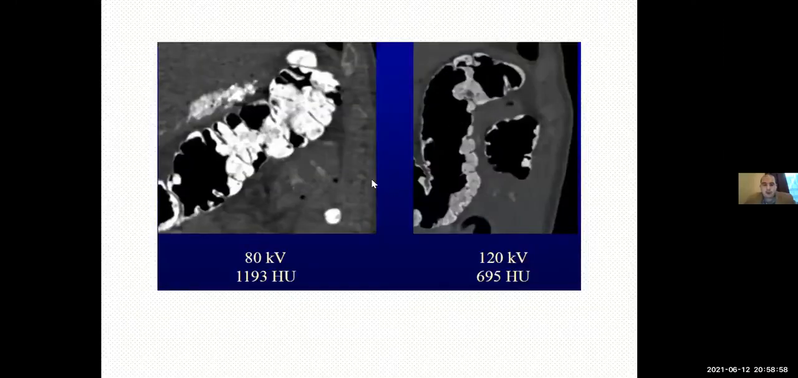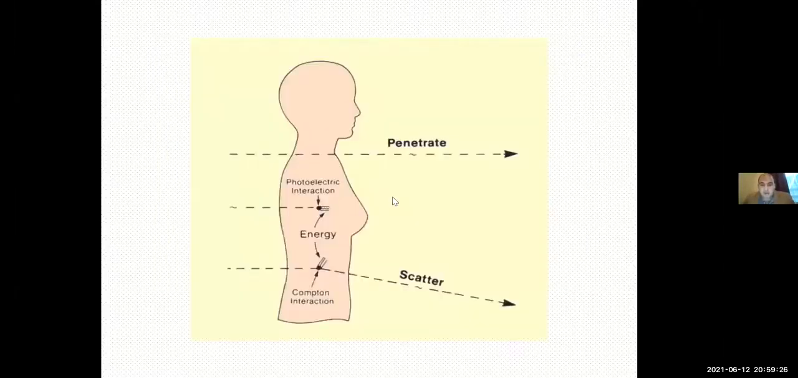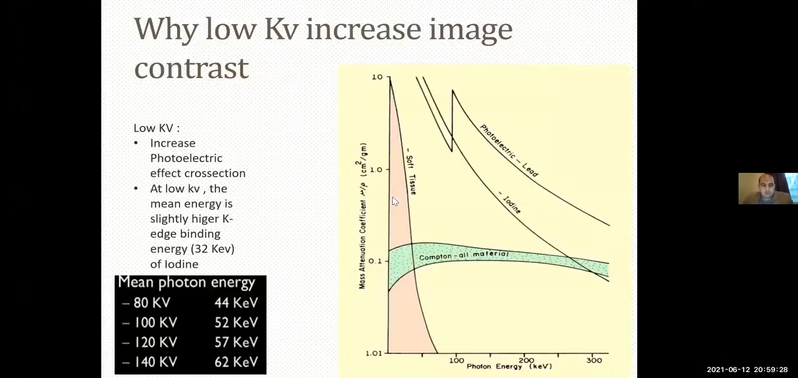Also here using 80 kV and 120 kV, you see here the contrast media inside the bowel is brighter, and the Hounsfield unit is also very high, which represents the density of the material. But on using 120 kV, the Hounsfield unit is much less than the Hounsfield unit of the contrast media on using low kV. So this is the second reason. Why is low kV more effective in iodine cases or contrast media cases?